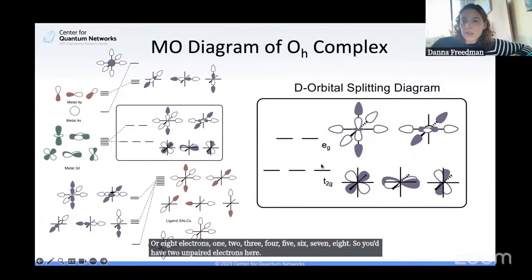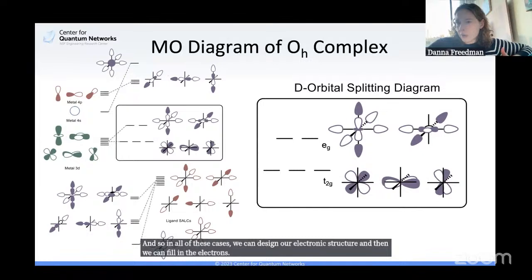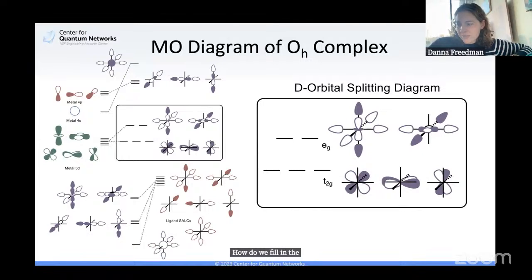And so in all of these cases, we can design our electronic structure and then we can fill in the electrons. How do we fill in the electrons? What choice do we make to fill in the electrons to the level that we want?